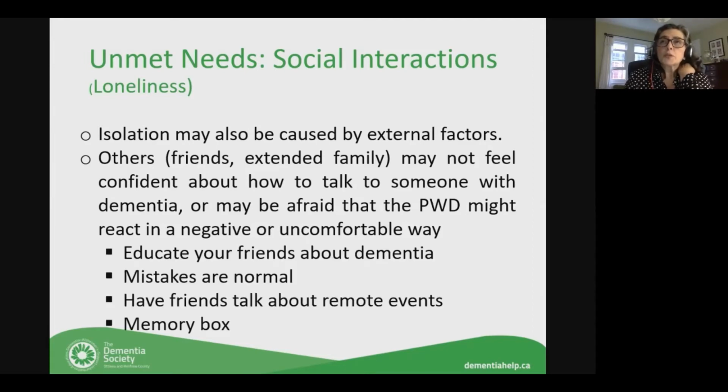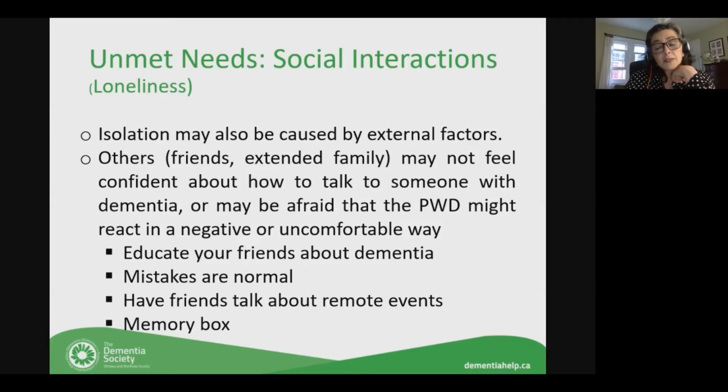So what's really important in terms of being an advocate or a broker of social interactions for your loved one, for someone with dementia, is that you really need to educate people around them so that they're less afraid and they're better able to interact with them so that they're not frustrating them. And also to realize that it's very normal, both for the person with dementia and for anyone interacting with them, to make mistakes and sometimes do something that is a bit of a miss and not enjoyable. And that's okay. You just try something else.